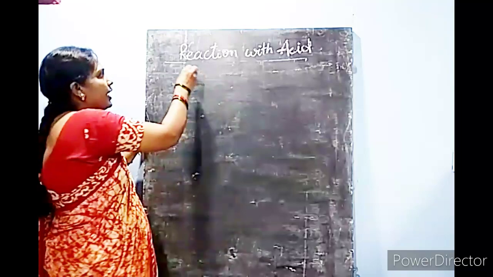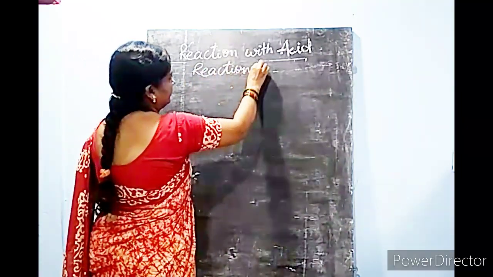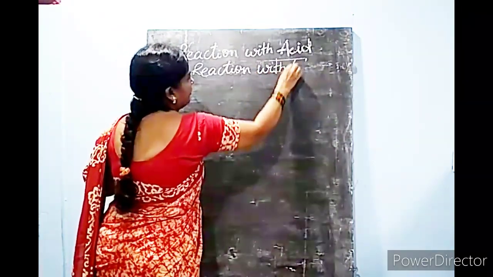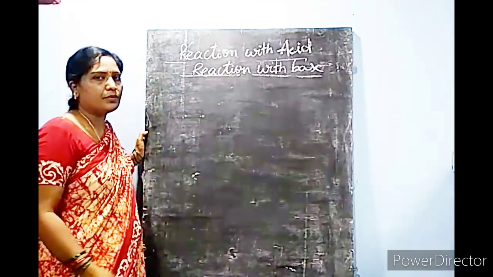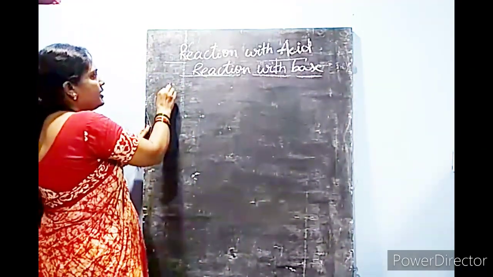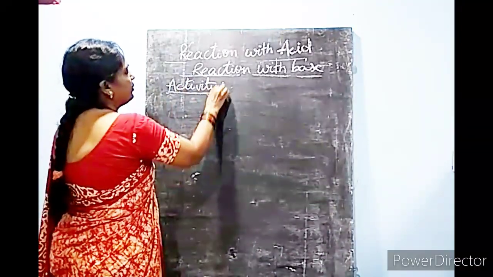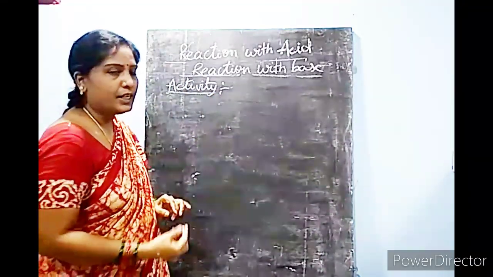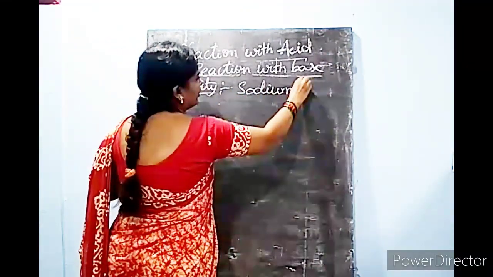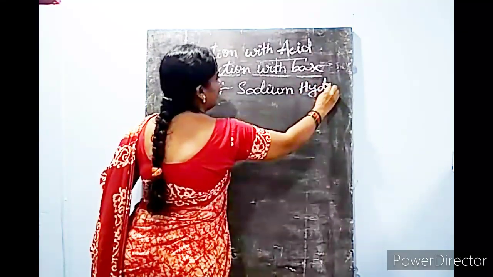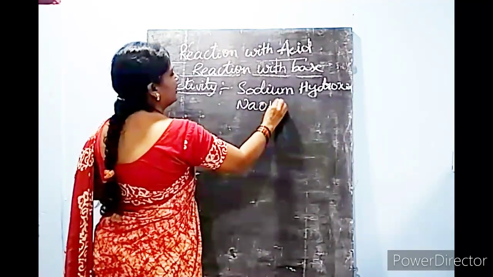Now we will see the reaction with bases. How the metals and non-metals react with bases we'll see. To understand this, we'll do a small activity. Here you take sodium hydroxide, 3-4 pellets of sodium hydroxide. The symbol is NaOH.